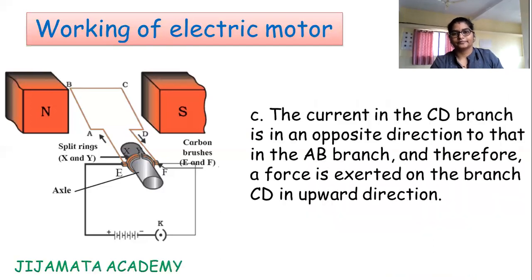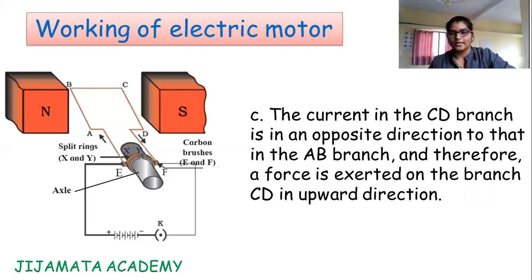At the same time, current in the branch CD is flowing in downward direction, and now the left hand rule again changes. That is, the condition again changes, and the direction of the force will change. As the current is flowing in downward direction and the magnetic field is from north to south, a force in upward direction will act on branch CD.